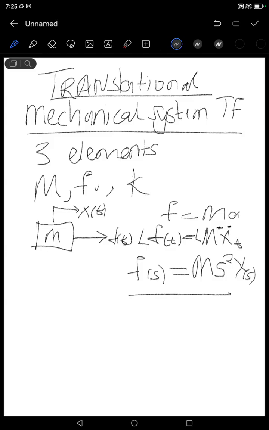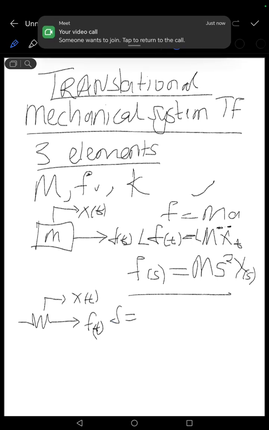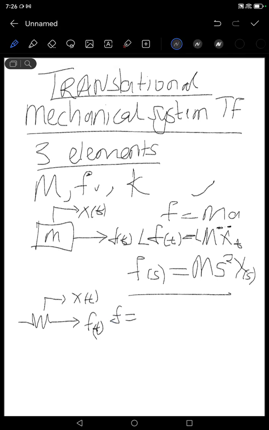Remember I said we have three elements. We're done with the mass, and now let's do the stiffness. Let's say we have a spring, and on that spring we have the force acting this way, and then a displacement, like it stretches, so we're going to have x of t like this. We all know the formula for a spring: F equals kx like this. Remember, this one is in the linear differential equation.